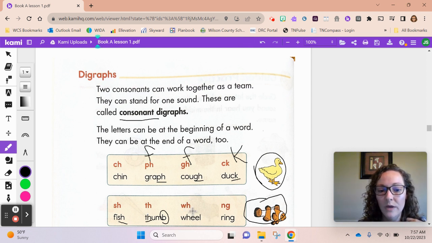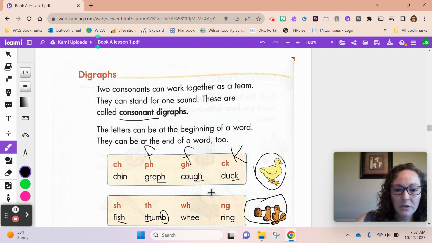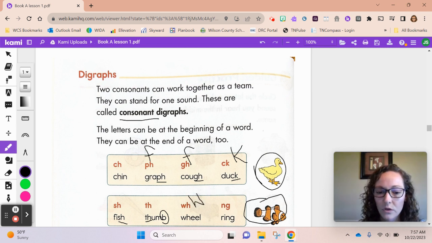Next one is WH. This sounds like the letter W, w, w. And our example right here is a wheel, like on a car or a bicycle. You have a wheel that spins.